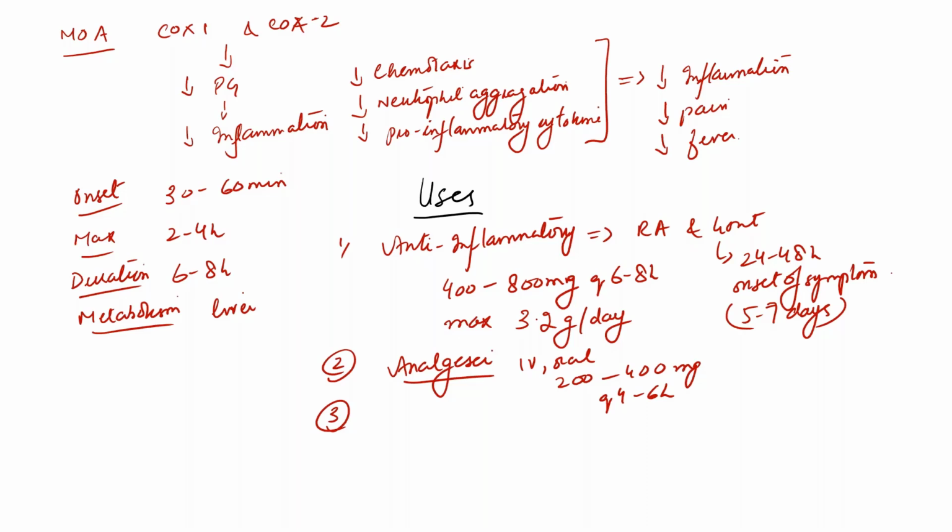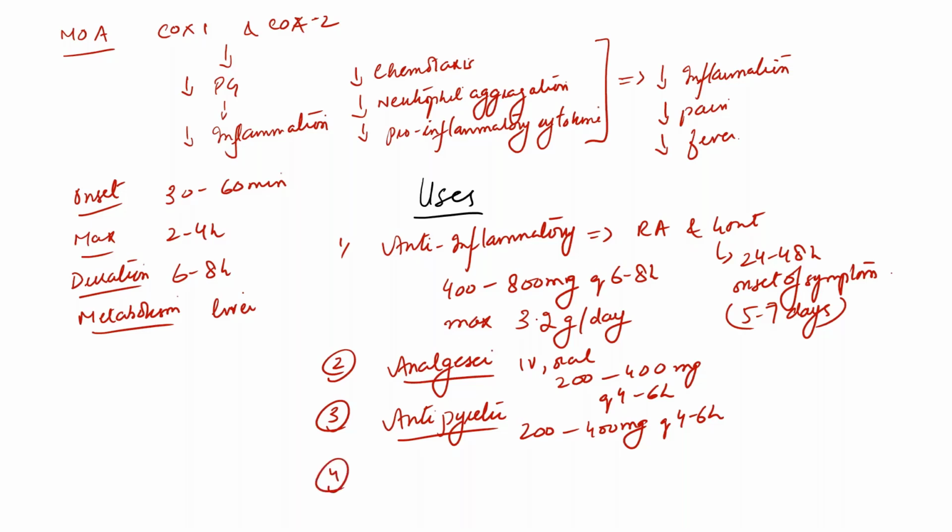It can be used as a medication to decrease fever, an antipyretic. To control fever, we'll give this medication 200 to 400 milligrams every 4 to 6 hours. And if the fever continues, you can increase the dose.